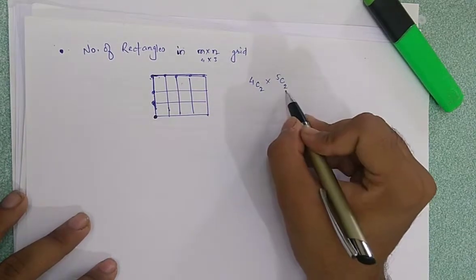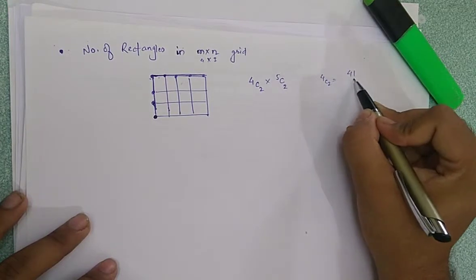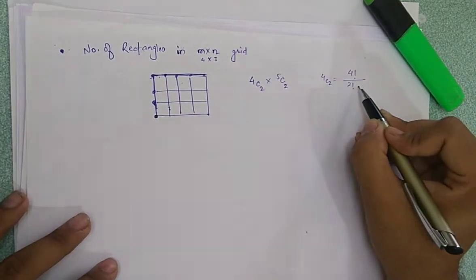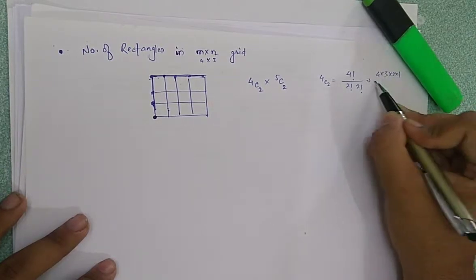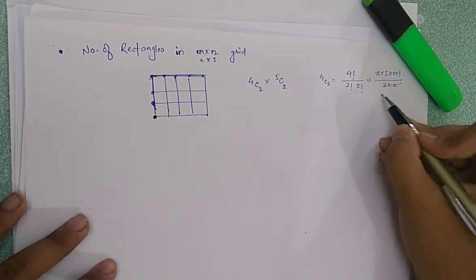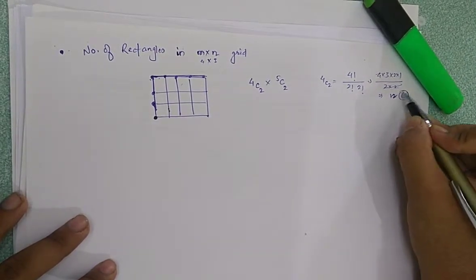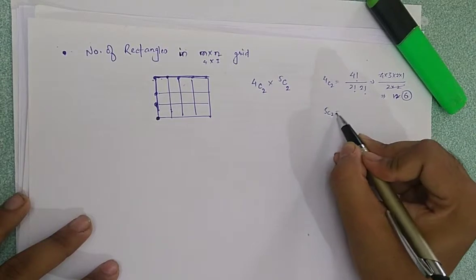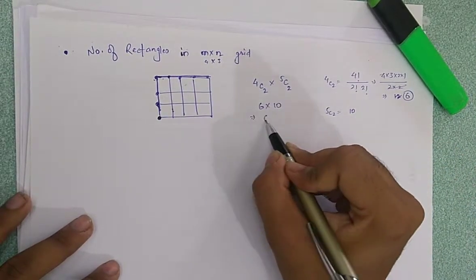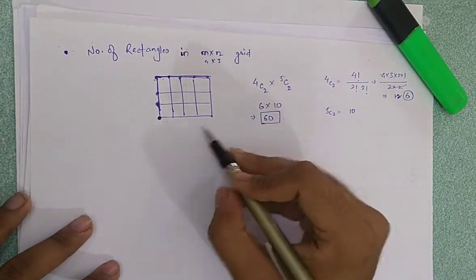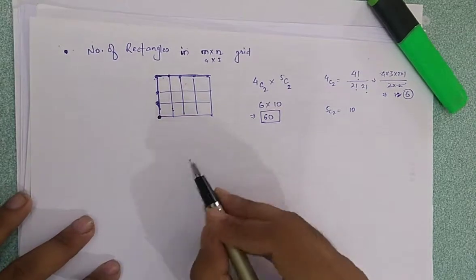Finding the value of 4C2 and 5C2. 4C2 becomes 4 factorial divided by 2 factorial, and 4 minus 2 is again 2 factorial. This comes out to be 6. 5C2 we have already seen, the value is 10. So 6 into 10 gives us a value of 60. So the total number of rectangles possible here is 60.